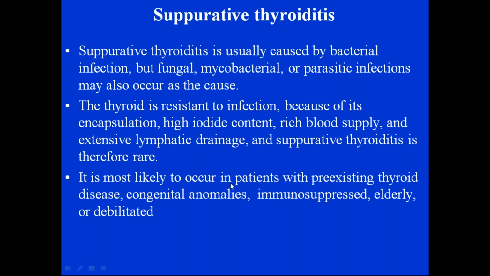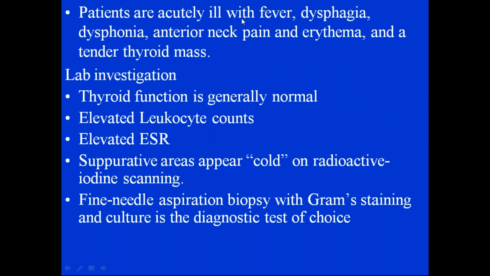It is most likely to occur in patients with pre-existing thyroid disease, congenital anomalies, immunosuppression, or elderly people. Suppurative thyroiditis means due to bacterial infection, generally rare due to encapsulation, high iodine content, rich blood supply, and extensive lymphatic drainage. Patients are acutely ill with fever. Toxic symptoms will be there due to bacterial infection: fever, dysphagia, dysphonia, anterior neck pain, erythema. Thyroid function will be normal, with elevated leukocyte count and elevated ESR, and when you do a radioactive scan, you will get cold nodules. FNAC is generally done with gram staining and culture to rule out bacterial infection.